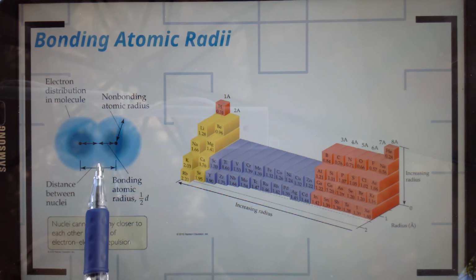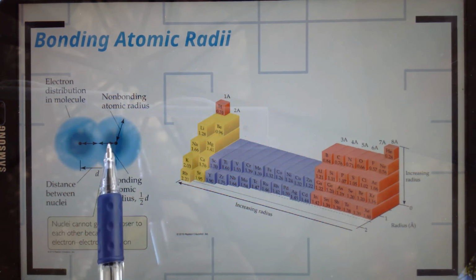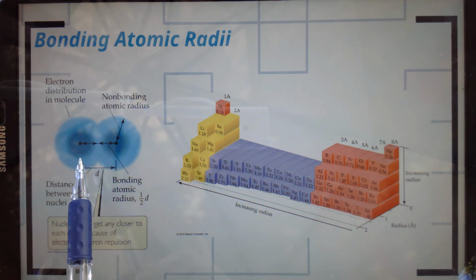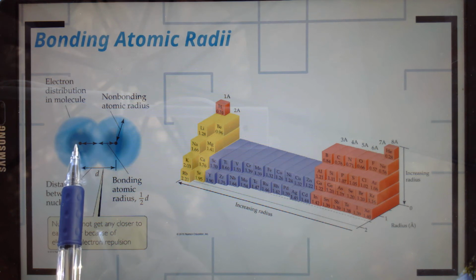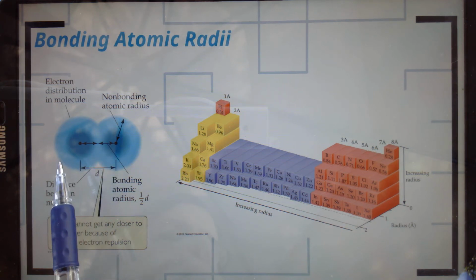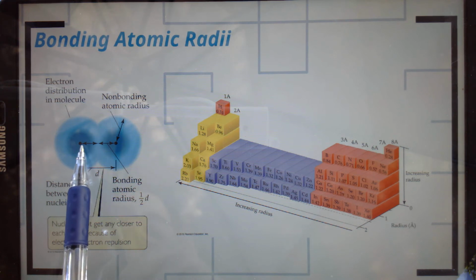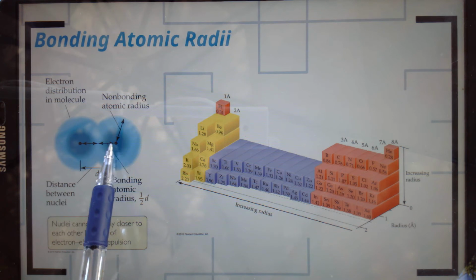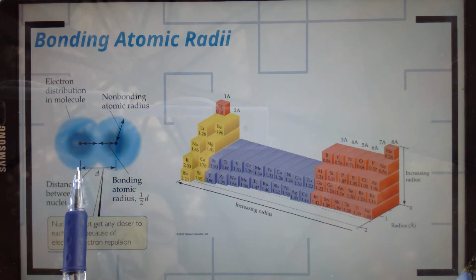The easiest way to look at it is if it's what we call a homonuclear diatomic. Homonuclear means that this element and this element are the same. So for example, we're going to use I2, an iodine and an iodine. Since they're the same atom, we can say the bond length here.